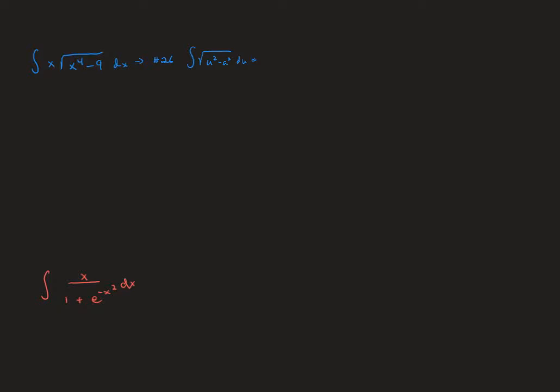going to be 1/2, and then we have brackets. It'll be u square root of u squared minus a squared, plus a squared times the natural log of the absolute value of u plus the square root of u squared minus a squared, and then plus c.